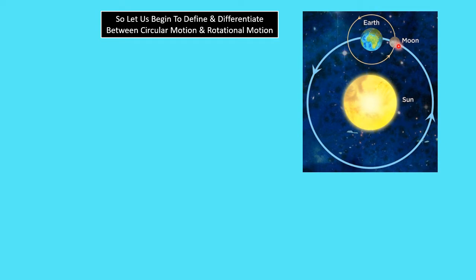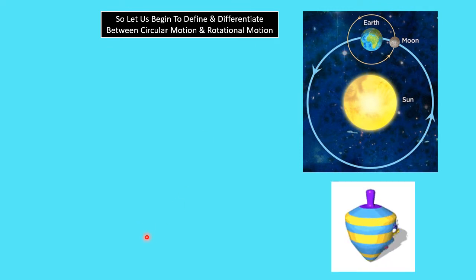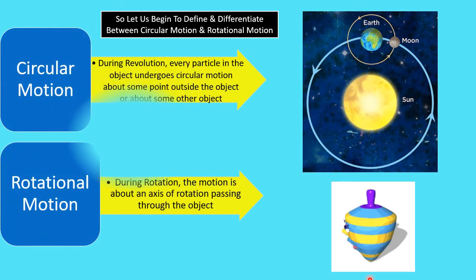So let us define. Now the top is performing a rotational motion. If you say this is the axis of rotation and all the particles are revolving around this axis of rotation. So let's have a definition: circular motion and rotational motion. How will we define circular motion?